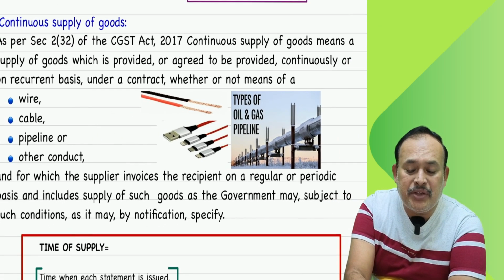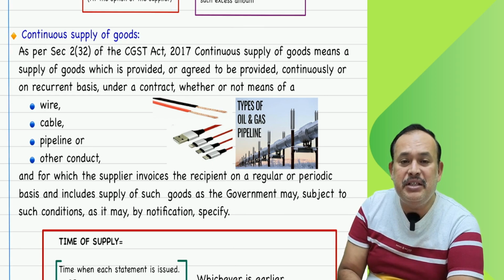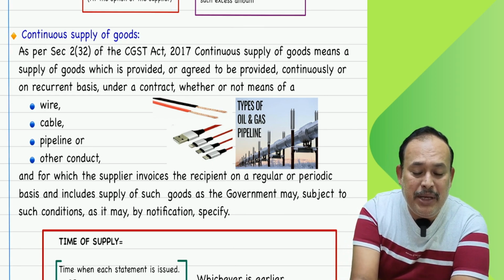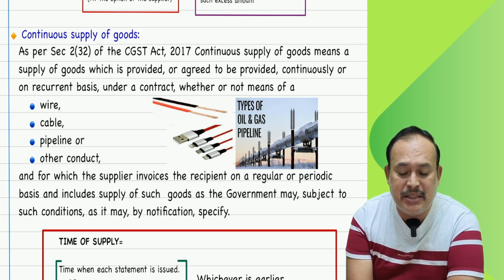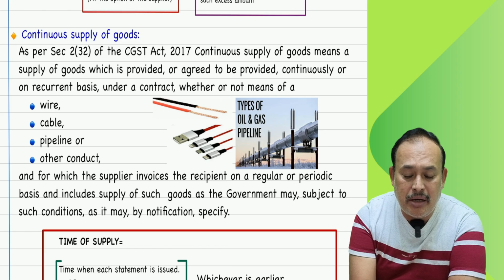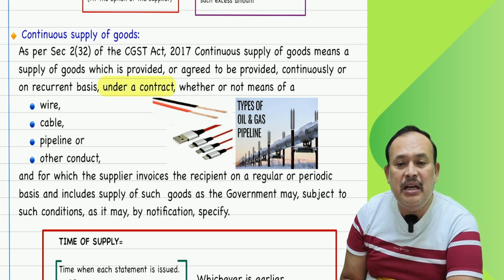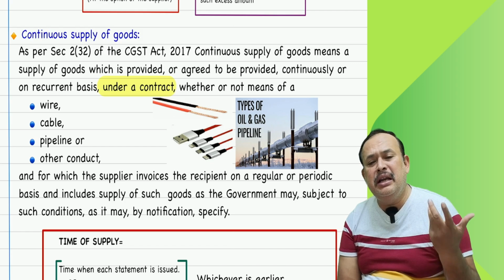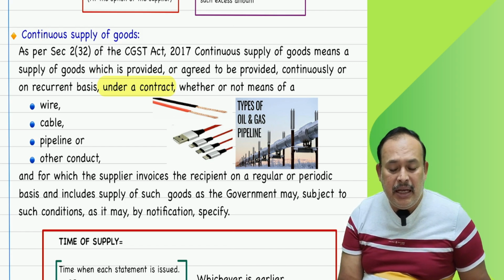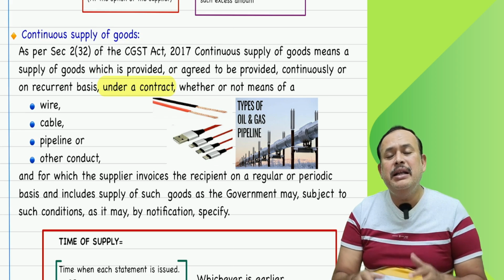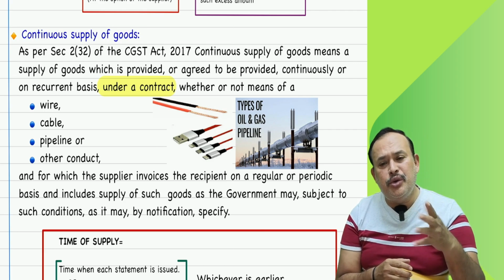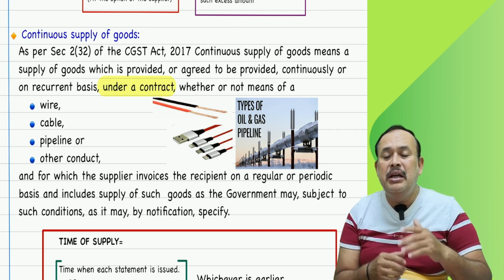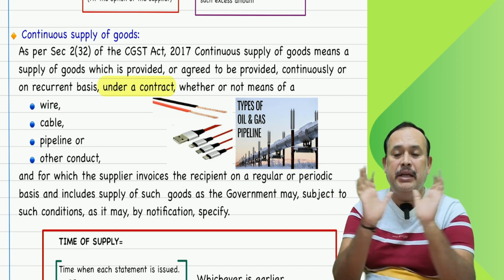What is the time of supply? As rightly stated in the definition, there must be an agreement which is provided or agreed to be provided continuously on a recurrent basis under a contract, whether or not by means of wire, cable, pipeline, or other conduit, as the case may be, or any other cases where the government can declare that so and so is a continuous supply. The government has the power to declare.